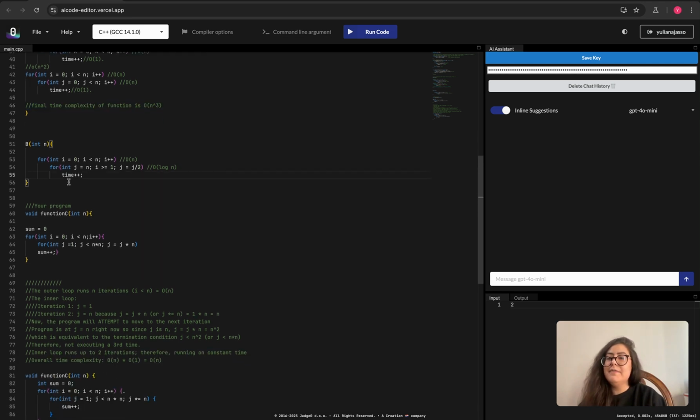So now we have a function B. So easy, right? i to n, it's O(n). The second one, you see, we have over here this. Every time I see j equals j divided by 2 or i equals i divided by 2, I automatically think log n.